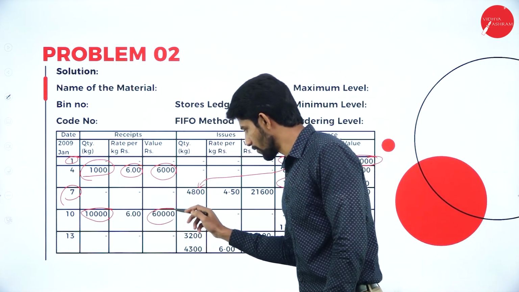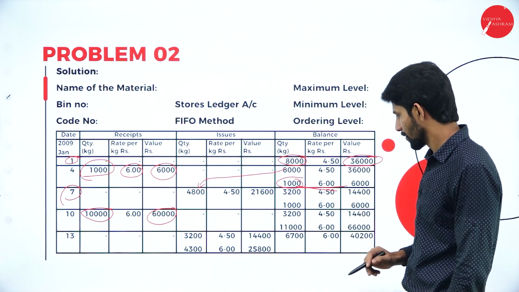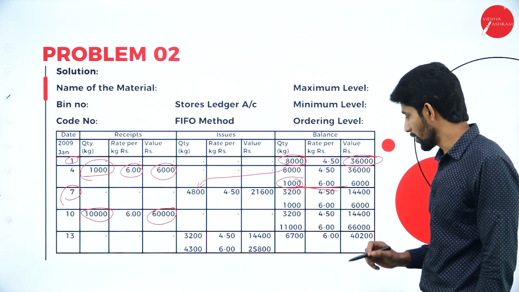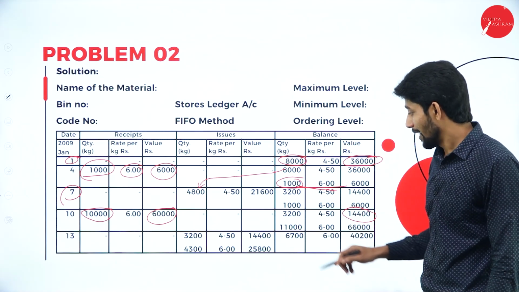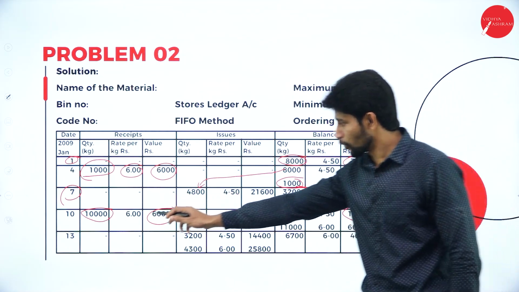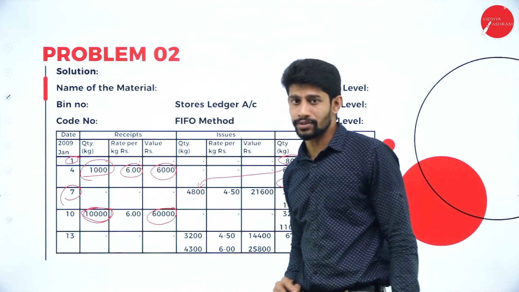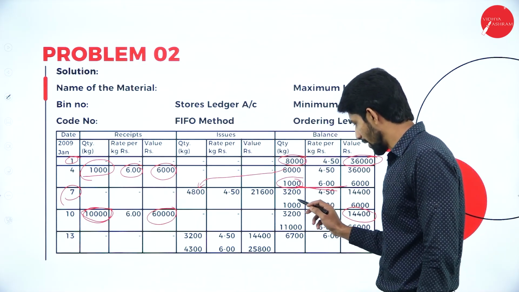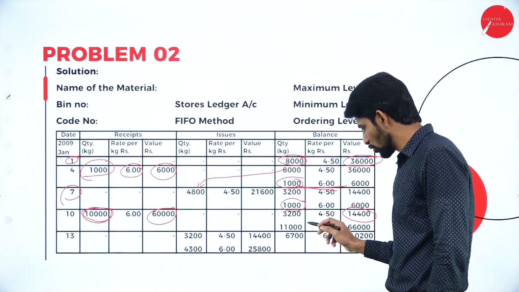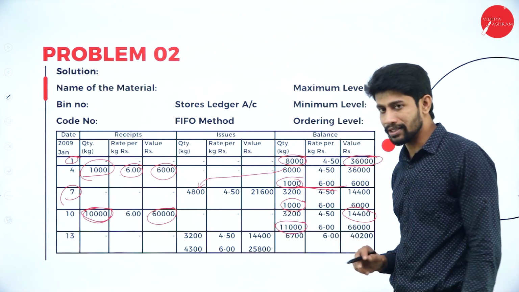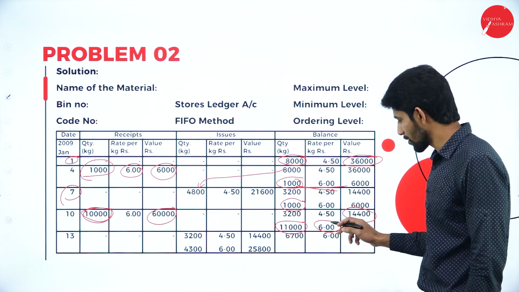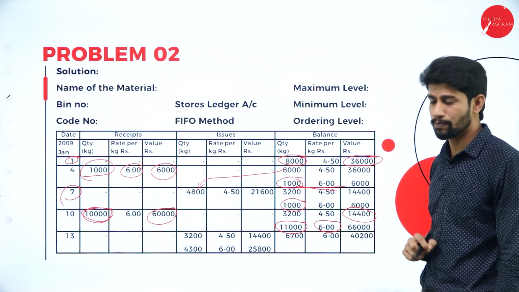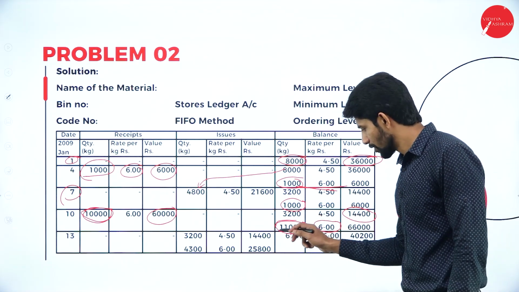Value comes to 60,000. So now here show the balance. 3,200, 4.5 per unit, 14,400 will be the value. And here, that newly purchased 10,000 units and this balance of 1,000 units, we are writing it together. Okay, totally 11,000. Why we are writing it together? Because both the units cost the same rate, that is 6 rupees per unit.